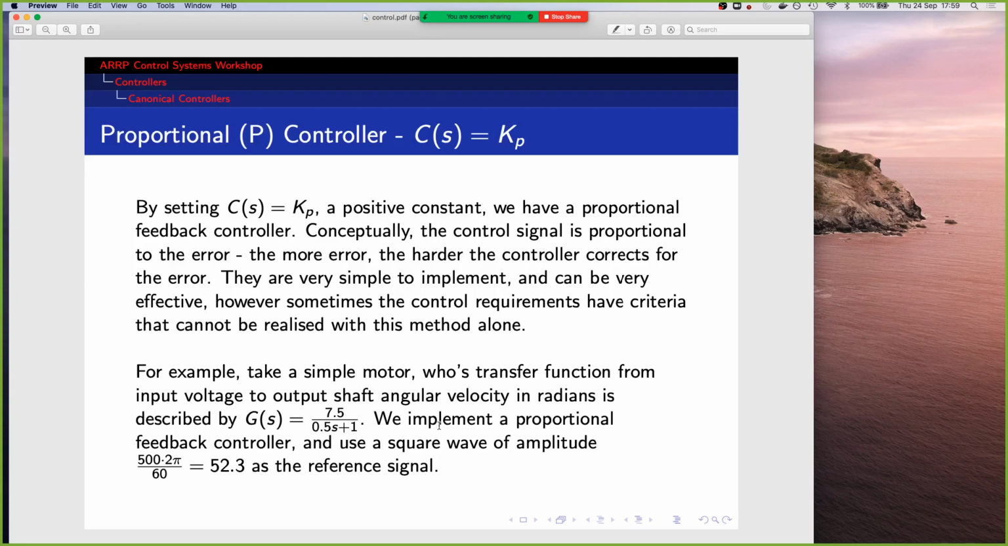Just for a quick example setup, there's a motor that's described by this transfer function. And if we want to implement a proportional feedback controller to hit 500 RPM, this would be the angular velocity in radians per second, 52.3, corresponding to 500 RPM.